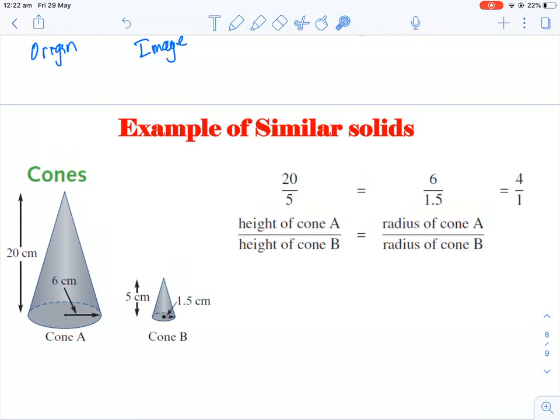Same here with the cones. To conclude if these 2 cones are similar or not, we're going to find the ratio of the height, 20 over 5 is 4, and the ratio of the radius is 6 over 1.5, which is 4 as well. So they both equal 4. So we can say that these 2 figures are similar.